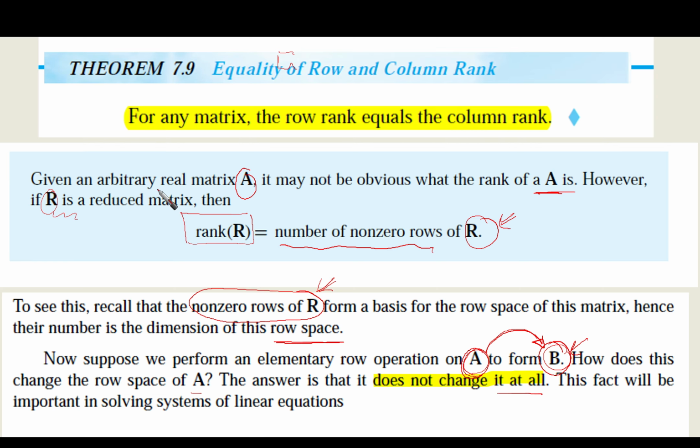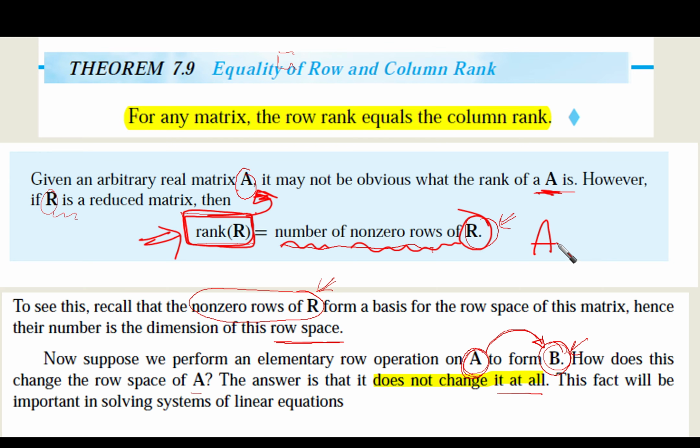Given an arbitrary real matrix A, it may not be obvious what the rank of A is. That's true. However, if R is the reduced matrix, then the rank of R is going to be equal to the number of non-zero rows of R. Okay? So the number of non-zero rows of R, which is the reduced matrix, is the rank of R. And this rank of R is the rank of A. You understand it?